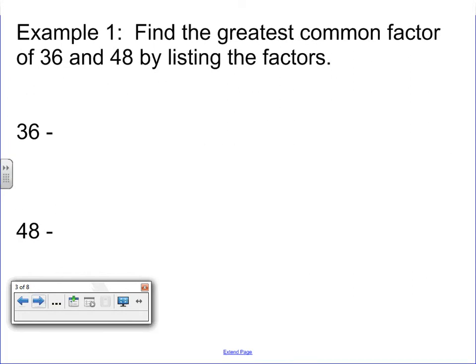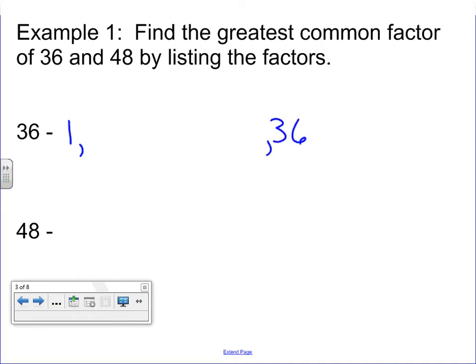My first example, I'd like to find the greatest common factor of 36 and 48 by listing the factors. Now, what we're going to do is go through and list all the factors of 36. The easiest way to do this is to always start off with the exact same number, and every single factor list is going to start the exact same. It's going to start with 1, because no matter what, I can always multiply 1 times that number to get that number. So in this case, 1 times 36 is always going to give me 36.